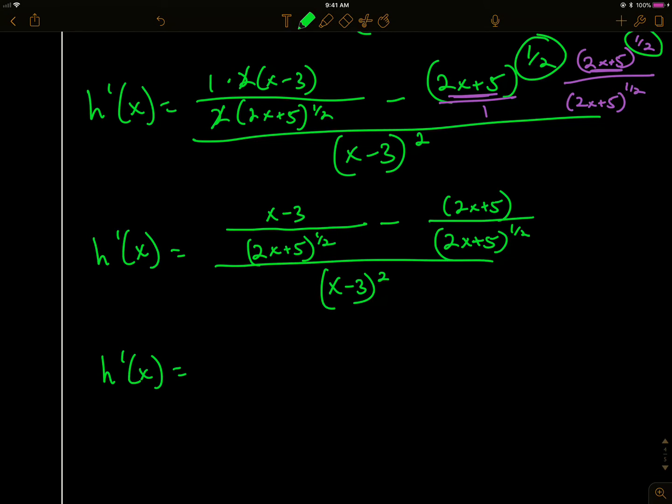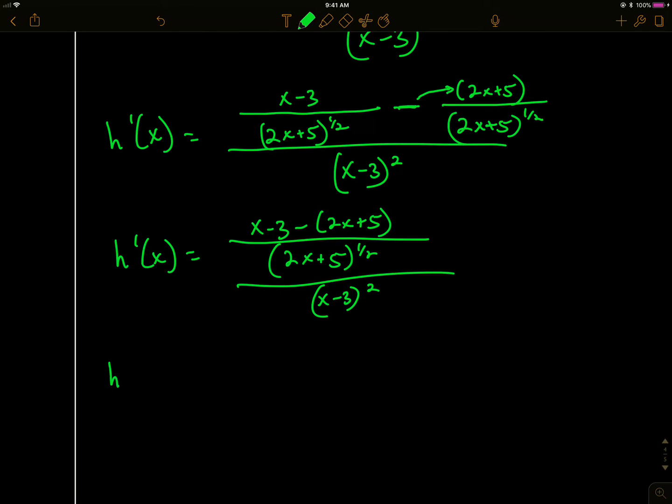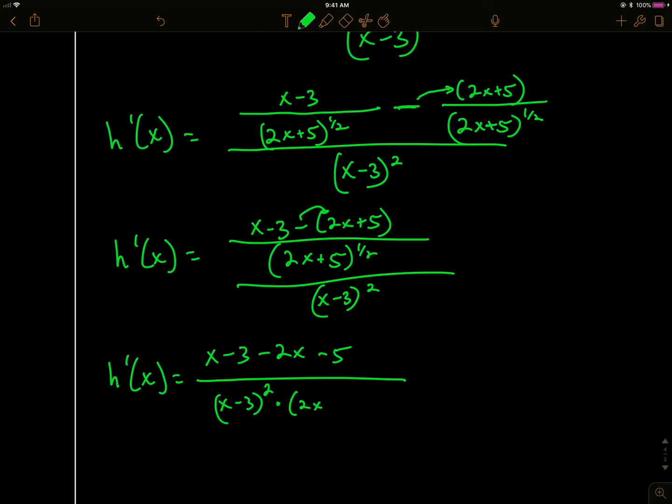So now we're going to subtract these. 2x plus 5 to the 1/2 over (x minus 3) squared. And this is going to be an x minus 3 minus the quantity 2x plus 5. Don't forget that this minus out in front of the fraction means it's times the whole numerator. So for our final rewrite, or maybe it's not final, I'm going to go x minus 3, I'm going to distribute this minus sign, minus 2x minus 5, over (x minus 3) squared times 2x plus 5 to the 1/2. What happened there?